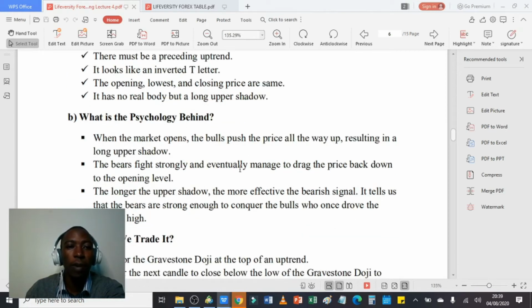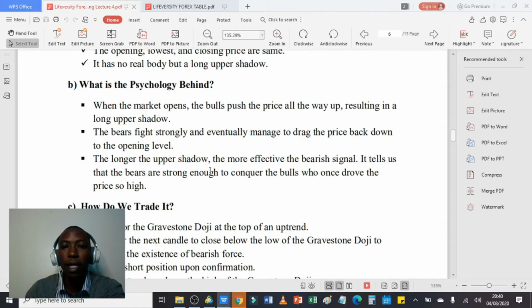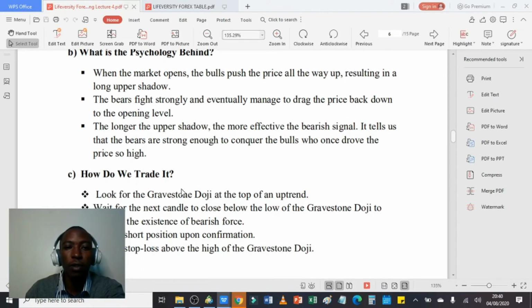What is the psychology behind it? When the market opens, the bulls push the price all the way up, resulting in a long upper shadow. The bears fight strongly and eventually manage to drag the price back down to the opening level. The longer the upper shadow, the more effective the bearish signal. It tells us that the bears are strong enough to conquer the bulls who once drove the price.